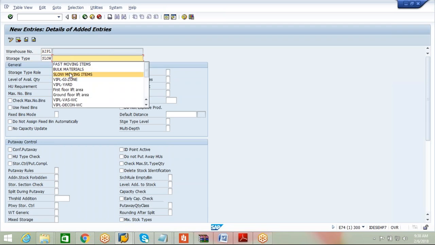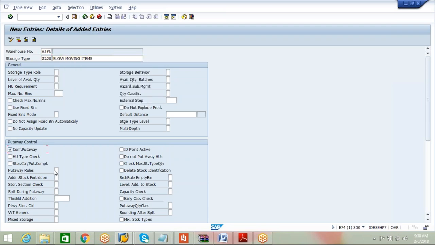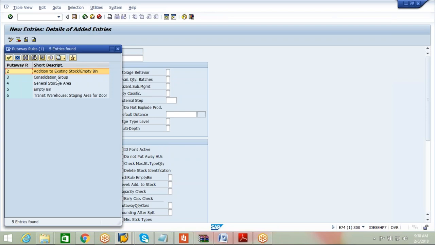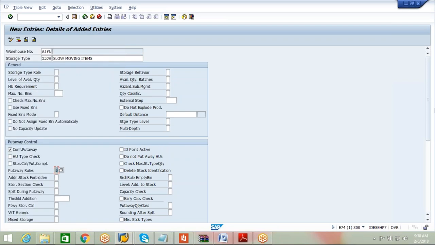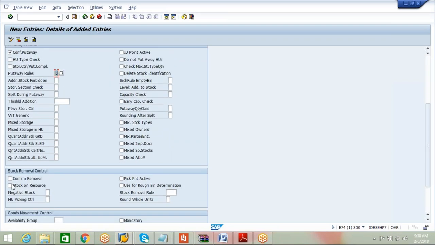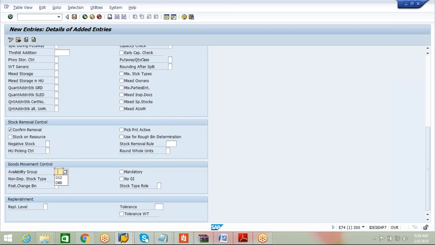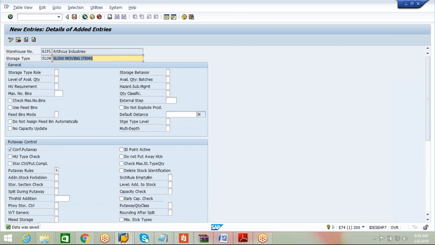Next, one more: slow moving items. Confirm putaway. Only empty bins concept I am going to use here. Using here, confirm stock removal. And I am using this 002, and I am not triggering mandatory. Okay, we will get some errors during that transaction. Then we come here and discuss and check this mandatory. Yes, sir, you had already created this, right? No, all deleted again.